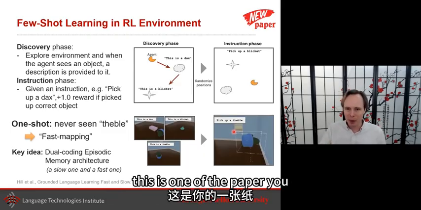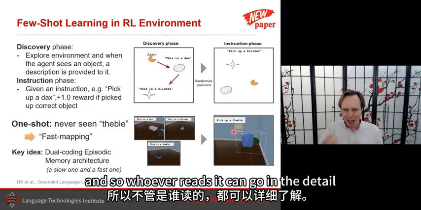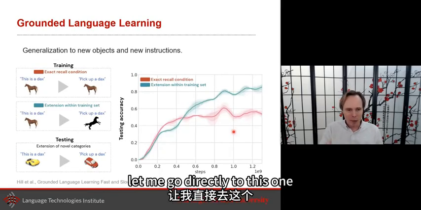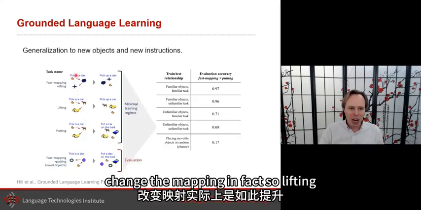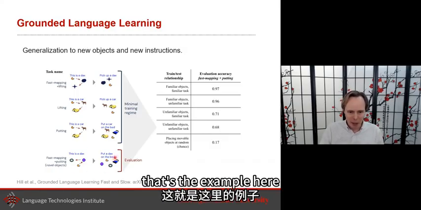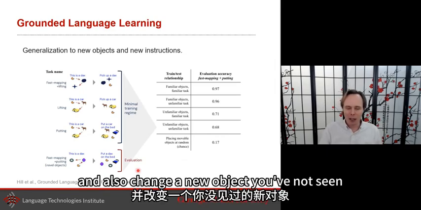This is one of the papers you have to read, and whoever reads it can go into detail. But it's really nice to see how this, let me go directly to this one. It can change the mapping, and so lifting, putting all of it on a new object that it had never seen. That's the example here. And that allows you to change the relationship and also handle a new object you've not seen.